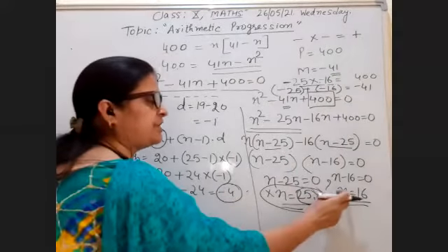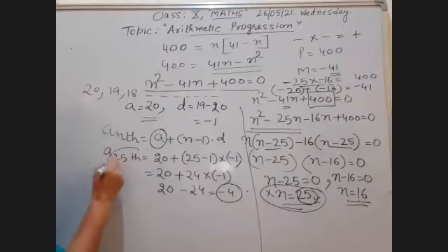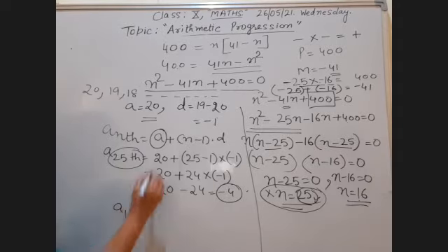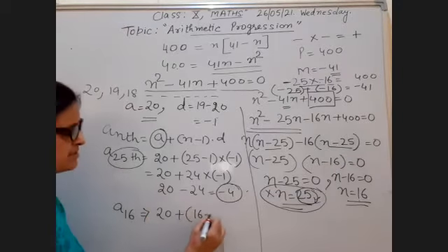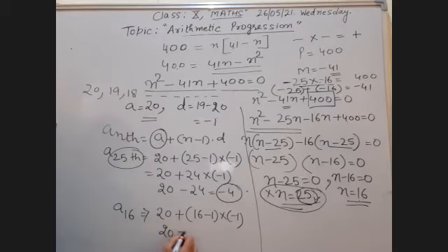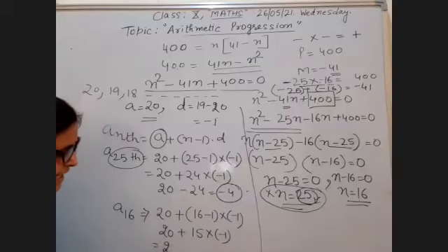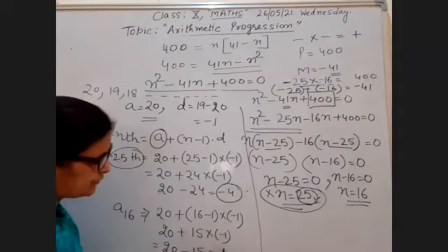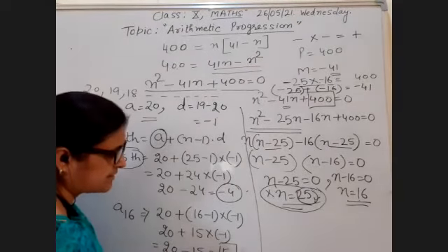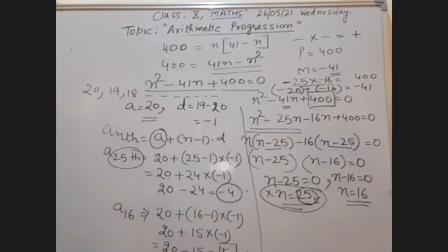So we have to put 16 in place of n now. Now I will show here 16. So then first term is 20. So 16 minus 1 into minus 1. So it is equal to 20 plus 15 into minus 1. So at the top row, we have to find how many logs are there. So at the top row, there are 5 logs. It is not visible here.